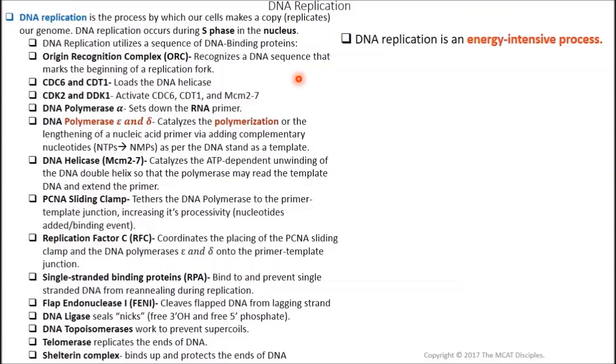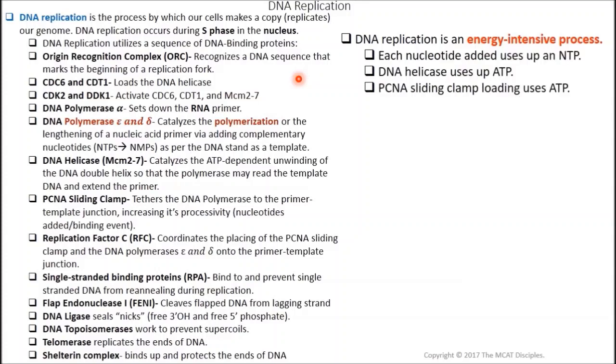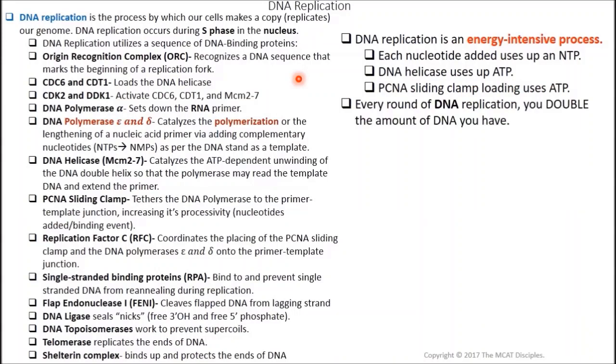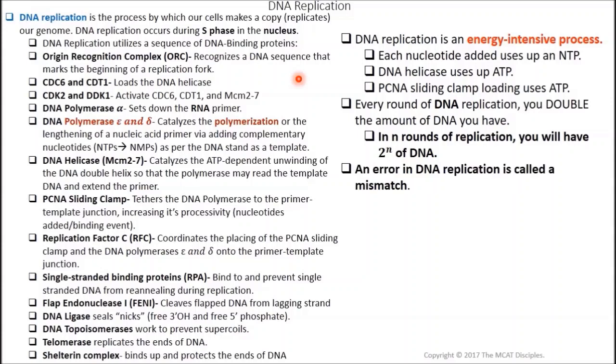DNA replication is an energy-intensive process. Each nucleotide added uses up an NTP, DNA helicase uses up a ton of ATP, and PCNA sliding clamp loading uses ATP. Every round of DNA replication, you double the amount of DNA you have. So, after n rounds of replication, the multiplication factor that you use is 2 to the n. So if you start out with 4, you say 4 times 2 to the n, and that's how much DNA you have. An error in DNA replication is called a mismatch.